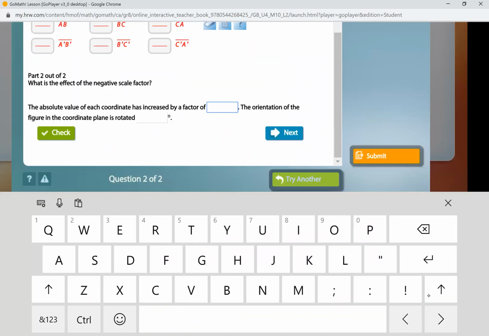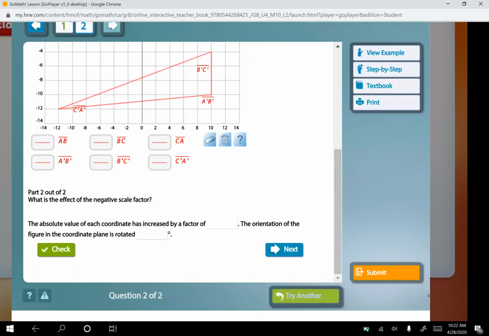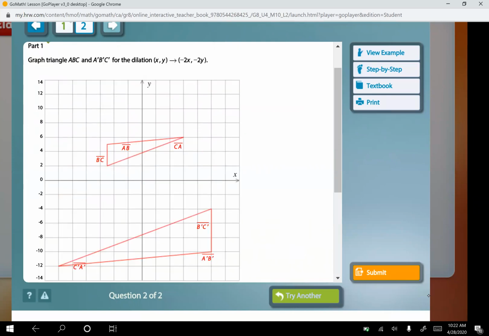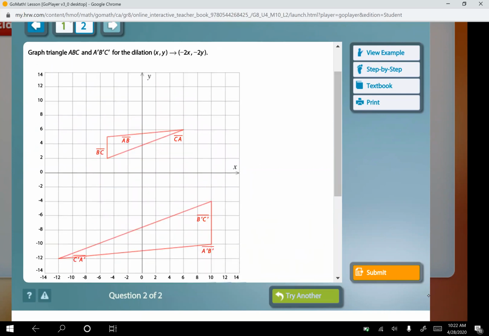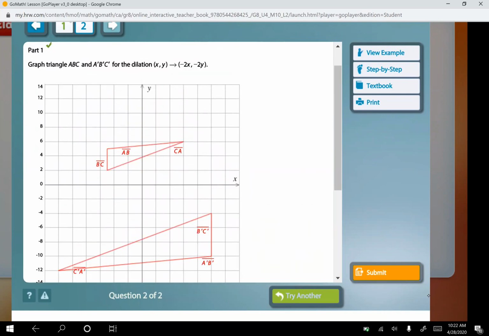Yay. Okay, so let's see. What is the effect of the negative scale? What did it do when we multiply by a negative? Well, the 2, since it's greater than 1, made it bigger. And the negative 2 is a 180-degree rotation. If you remember back from the last chapter, when you do a 180-degree rotation, the X and the Y stay the same, they just become the opposite.